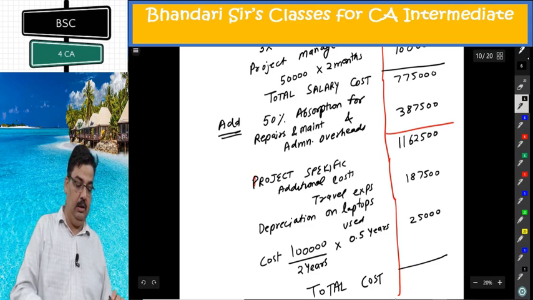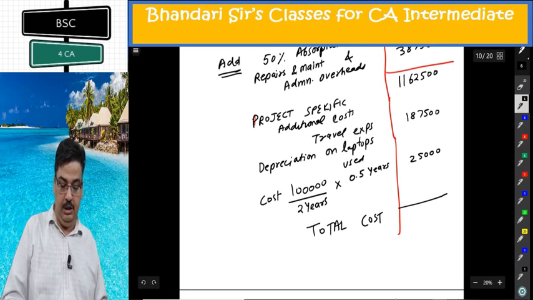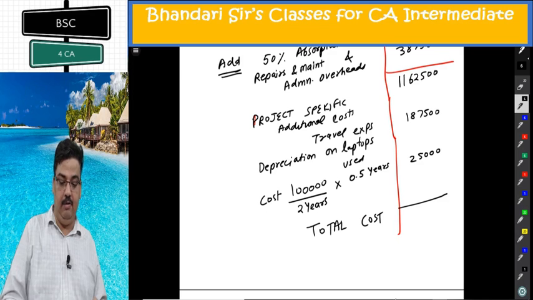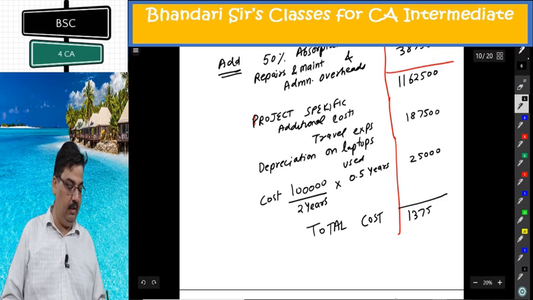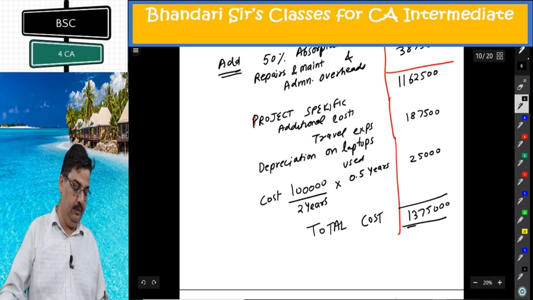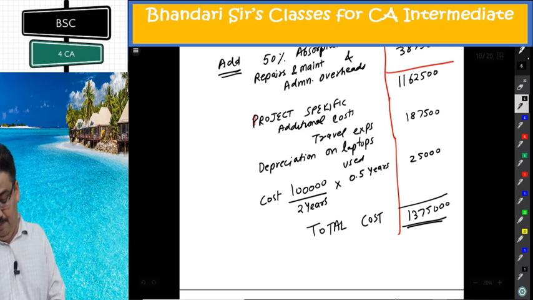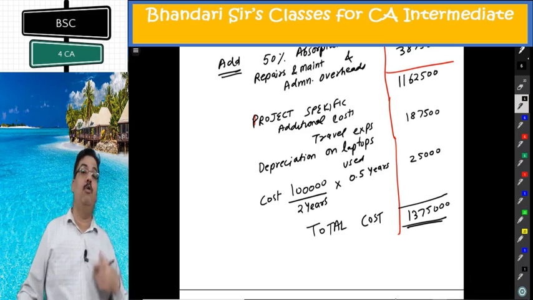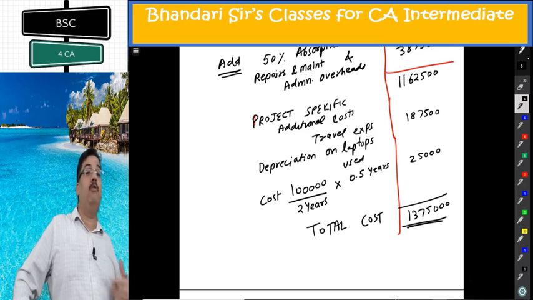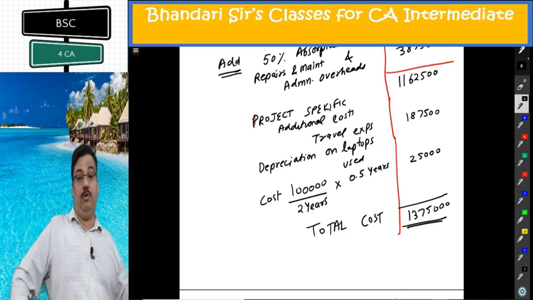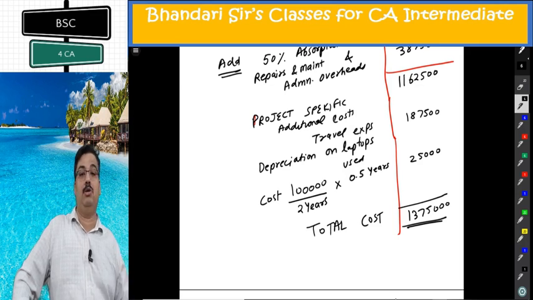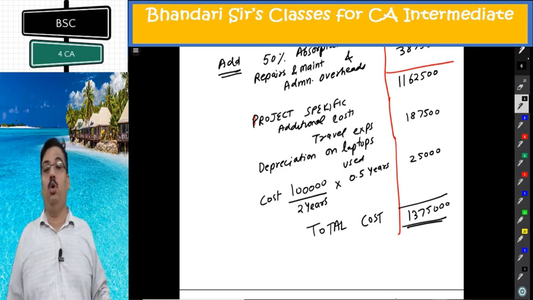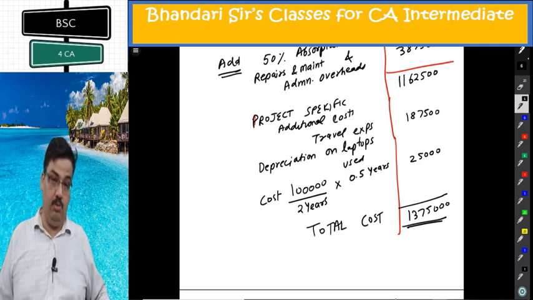Total cost on this project 11,62,500 plus 187,500 plus 25,000. 13,75,000 is total cost. You are not given any profit margin or revenue. I would have added profit to get revenue. I would have subtracted a cost from revenue to get profit, if anything of that sort were given. But this is the total project cost wanted by the question. This is a complete illustration number 9.